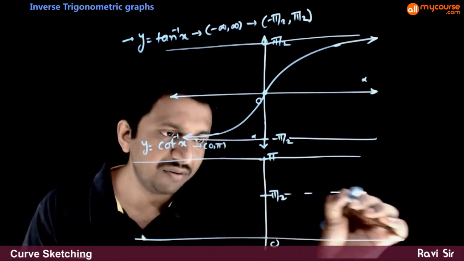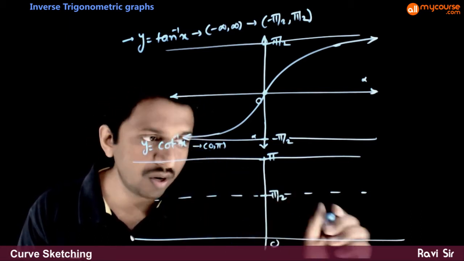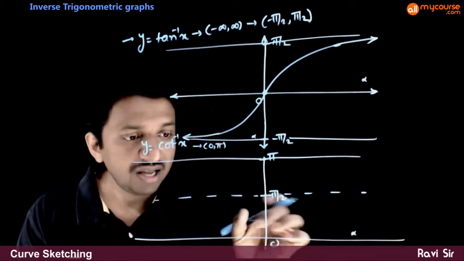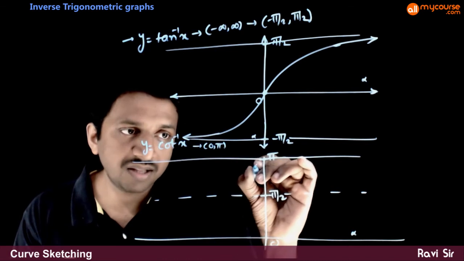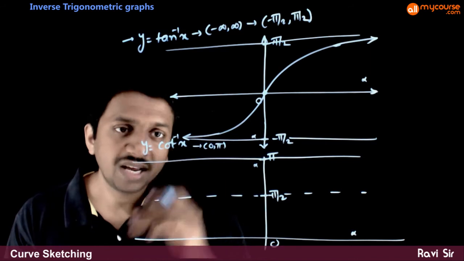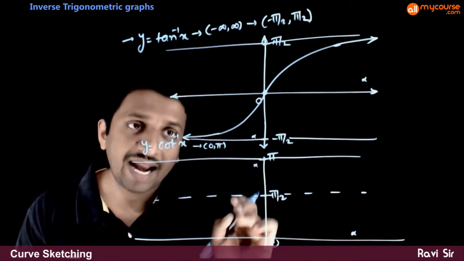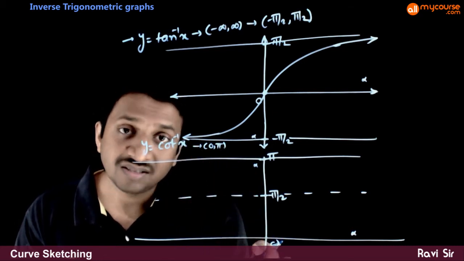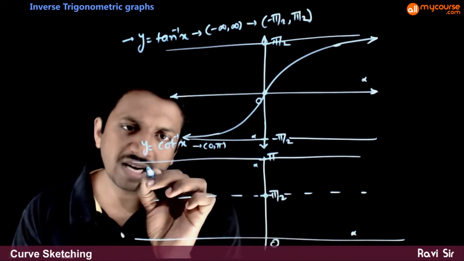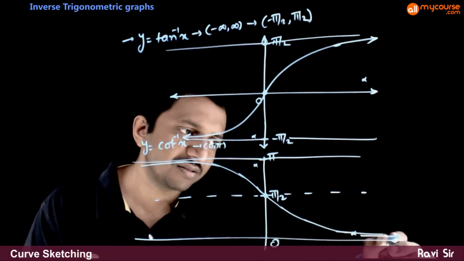And if positive values go inside cot inverse, you get angles in the first quadrant. Corresponding to x positive, you get values in the first quadrant. Corresponding to x negative, you get values in the second quadrant. And cot inverse x is a decreasing function. It has to have asymptotes here. It has to lie in these two parts, and cot inverse of 0 is pi by 2, so it passes through this point.